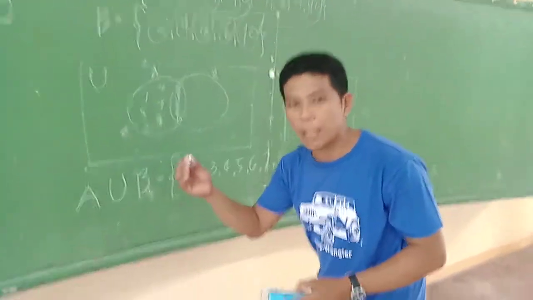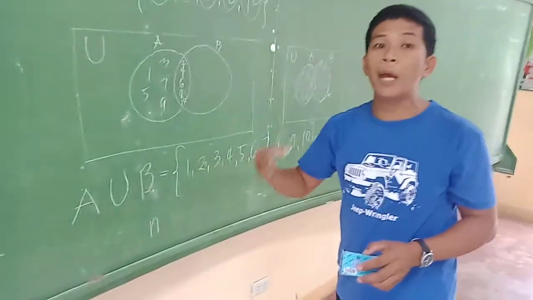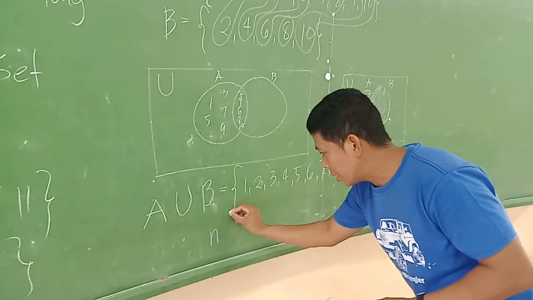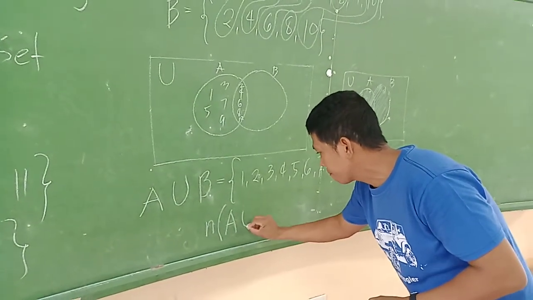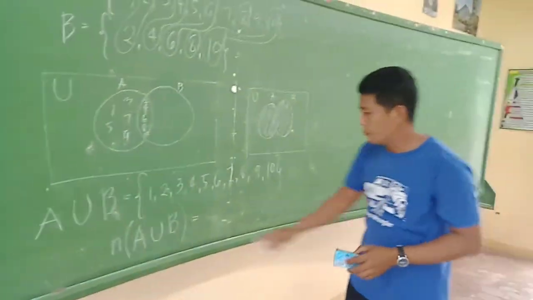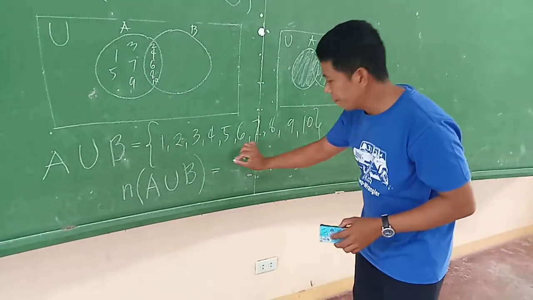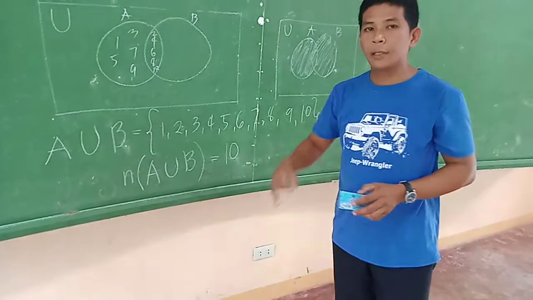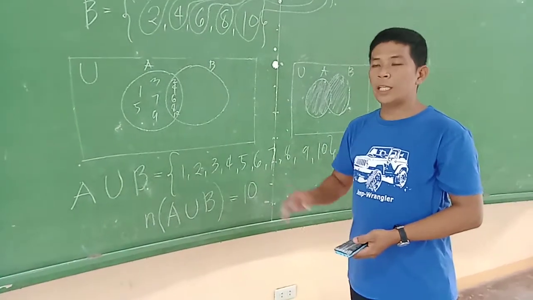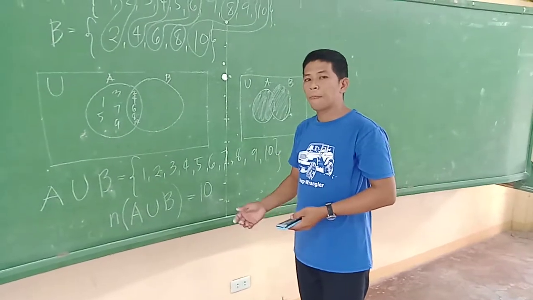Now, for the cardinality of sets, we represent it as n of A. This stands for the number of elements in the set, here the union of two sets. For the cardinality of A union B, you just count the number of elements. We have 1, 2, 3, 4, 5, 6, 7, 8, 9, and 10. So there are 10 elements. The cardinality of the union of A and B is 10. That is the first operation of sets. Later on we are going to tackle the intersection of sets.